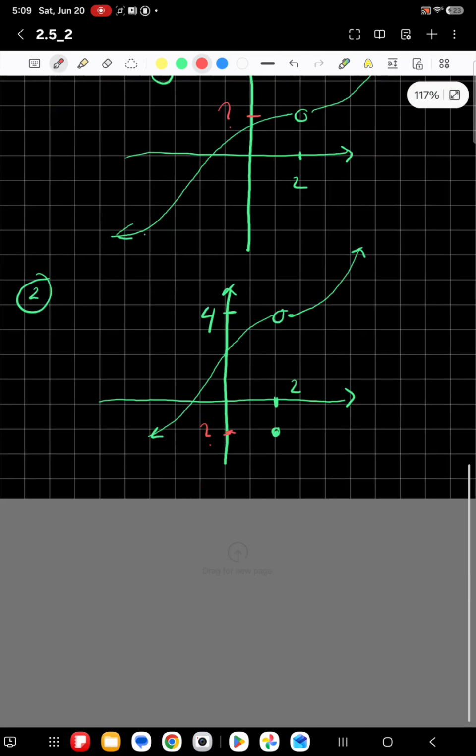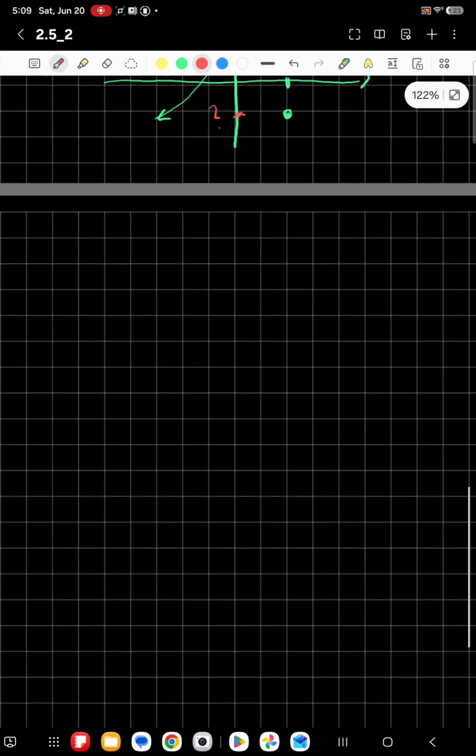Okay, then question number 3 was, how many vertical asymptotes can we have? We just saw the tangent function, and the tangent function has an infinite number of vertical asymptotes. So infinite number. Okay, so that was number 3.